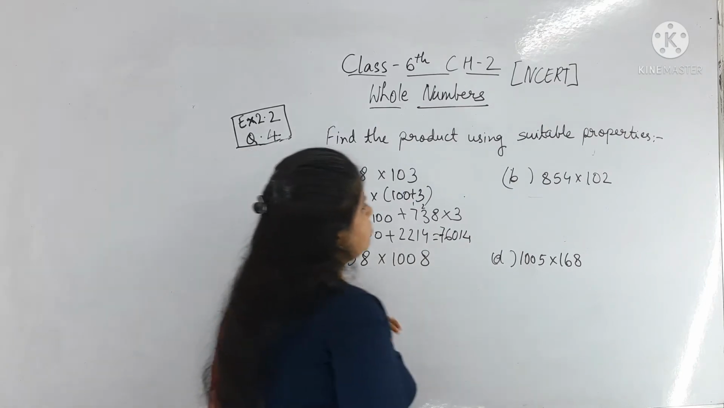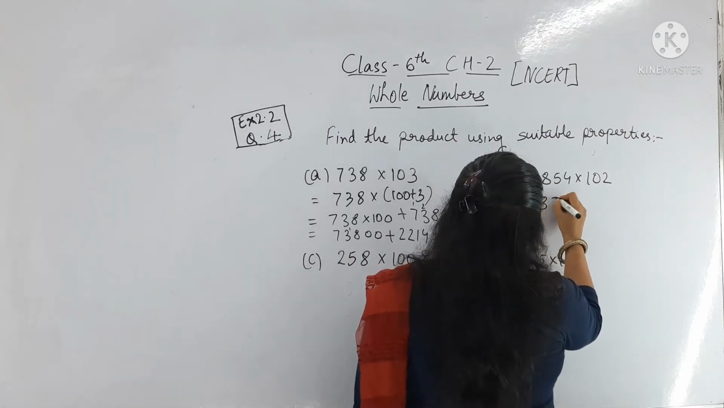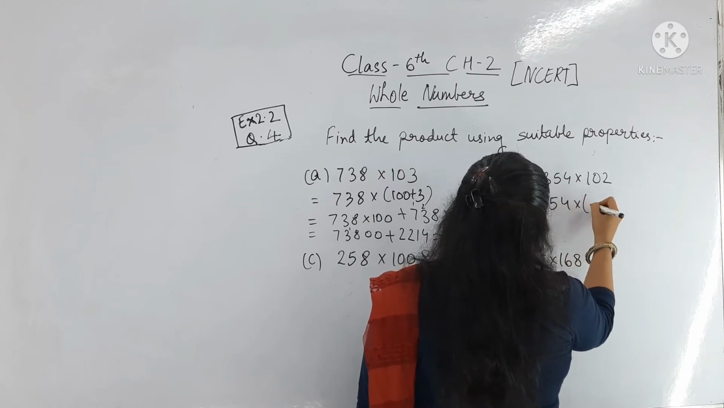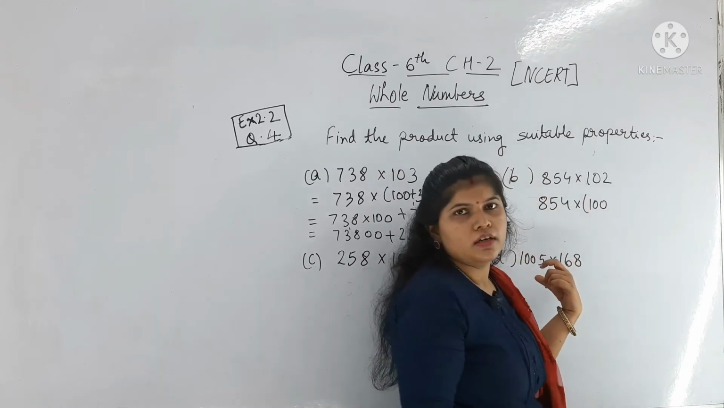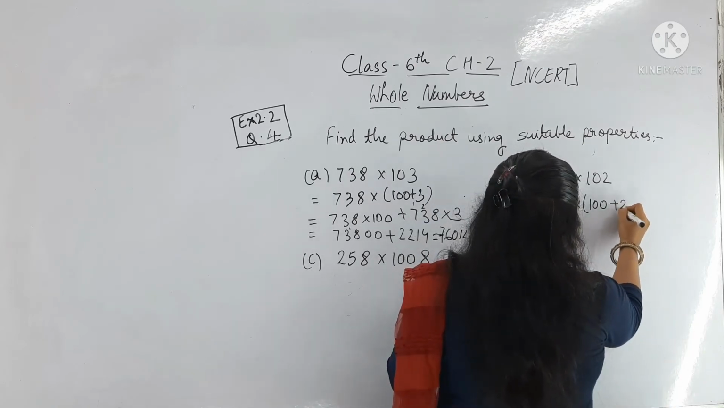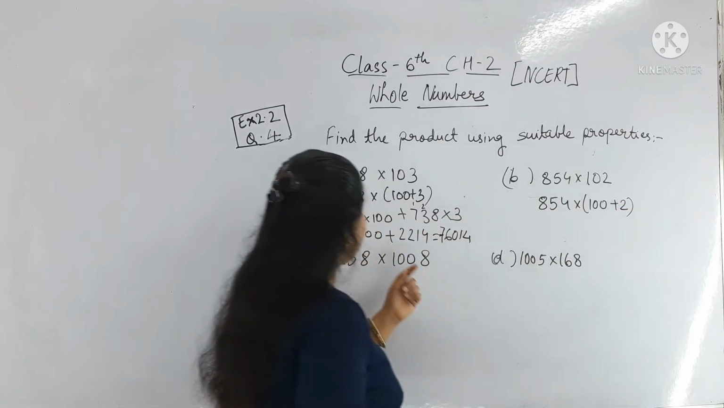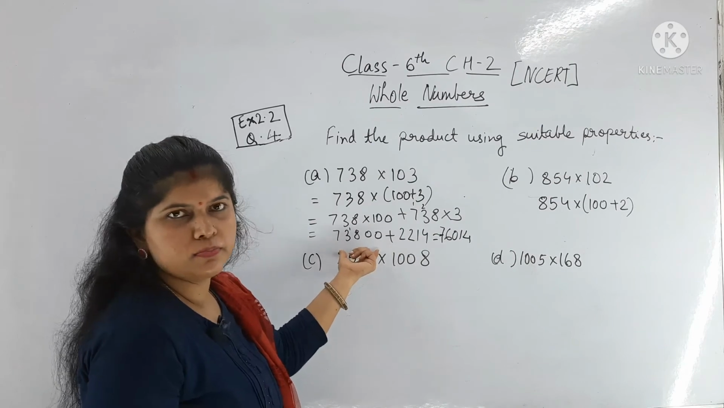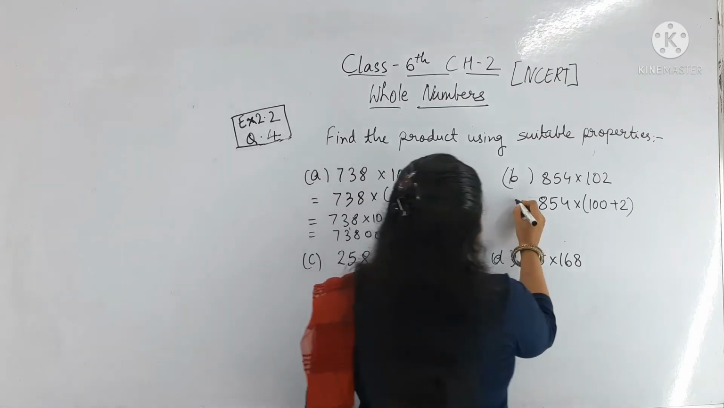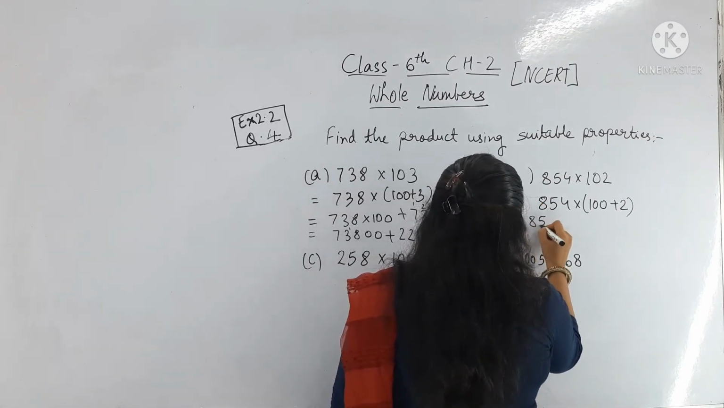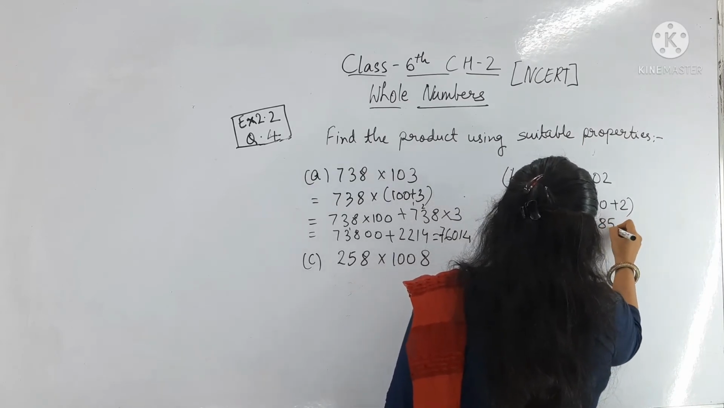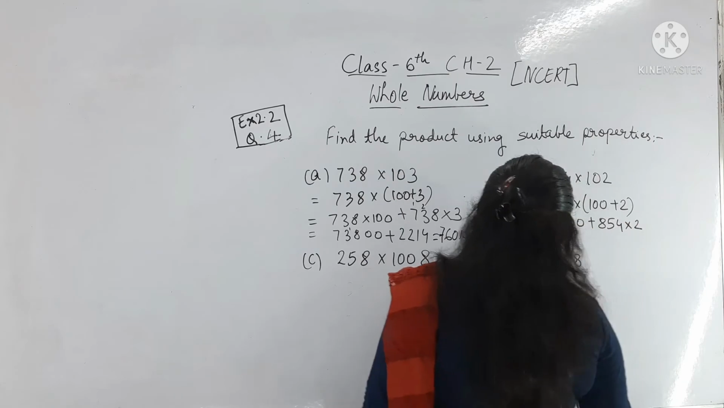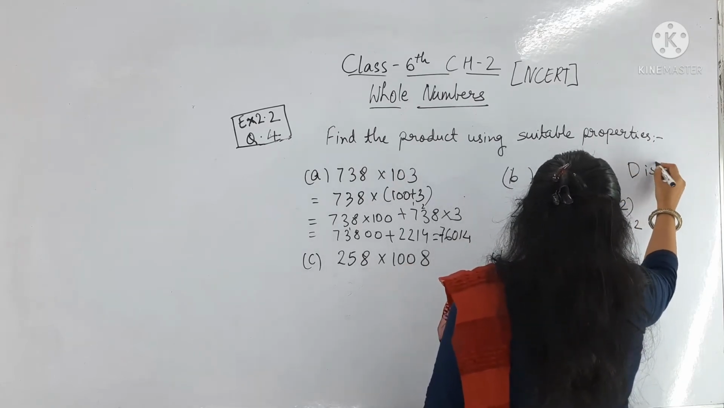Now come to the B part. Here also I will expand the 102 as 100 plus 2, so that I am getting 0 0 in the ones place. This is 854 into 100. This is the distributive property I am applying here. You have to write the distributive property.